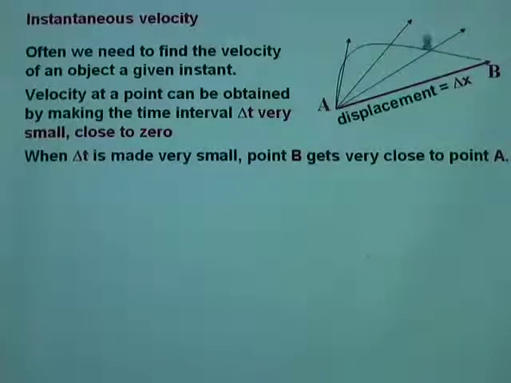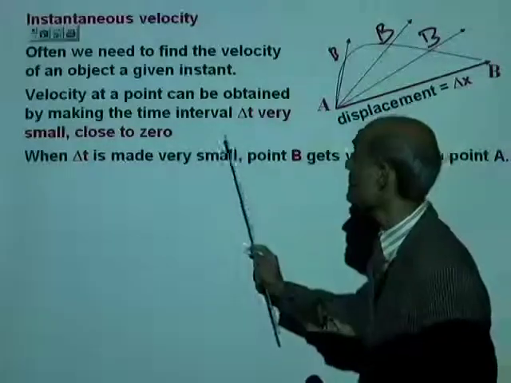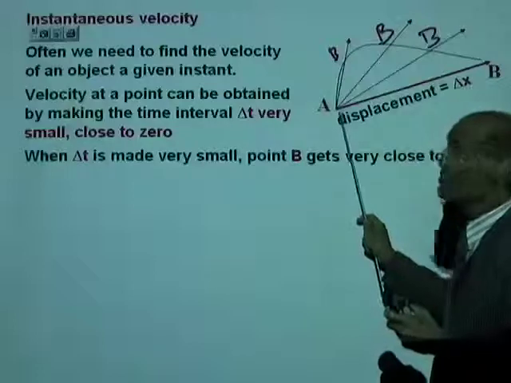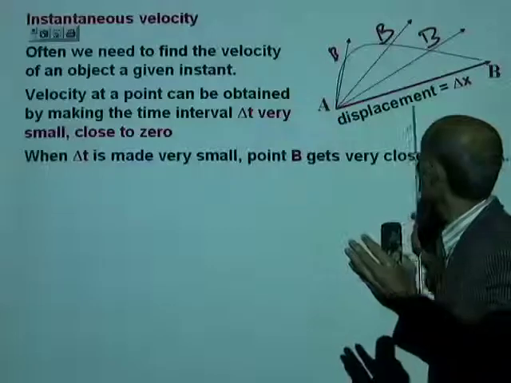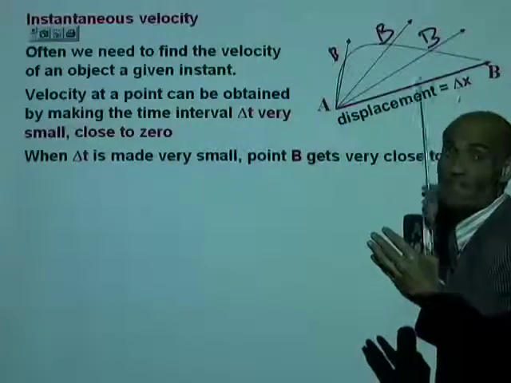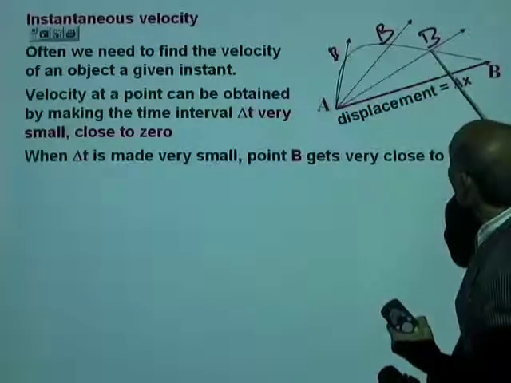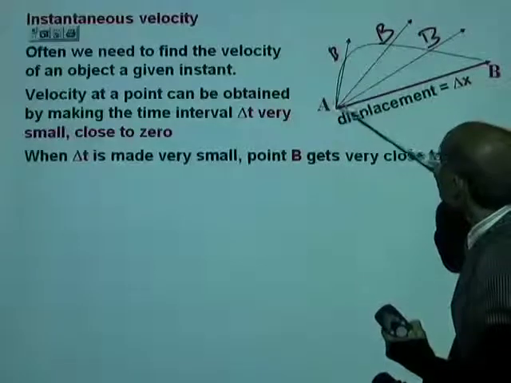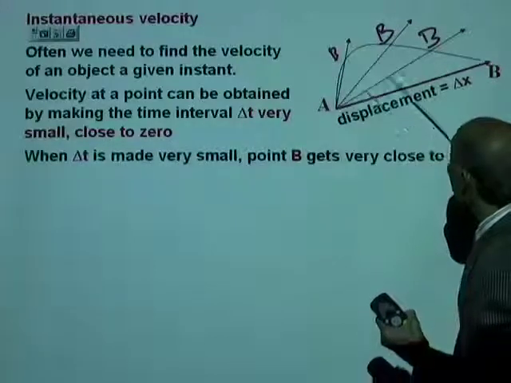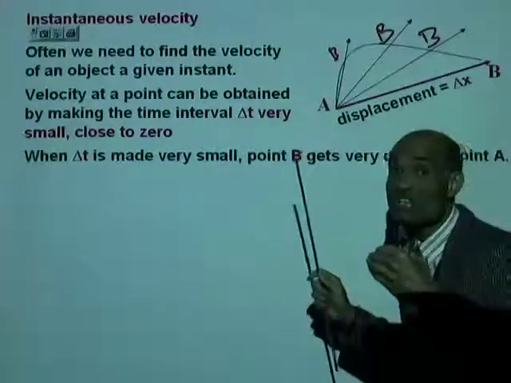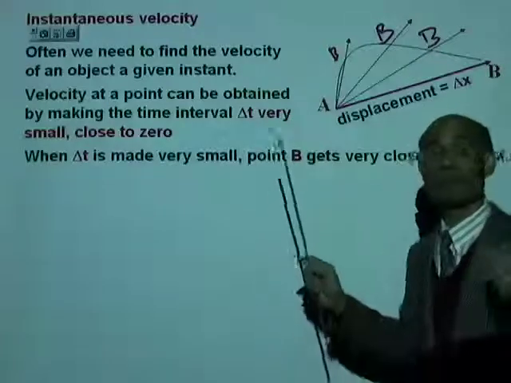Suppose this is my point B. What I'm doing is I'm making the time interval shorter and shorter. You see, if this is the initial position and this is the final position, then the average velocity is delta x divided by delta t. On the other hand, if this is the final position, the average velocity for that interval will be, this is my delta x, and delta t is now shorter than before.